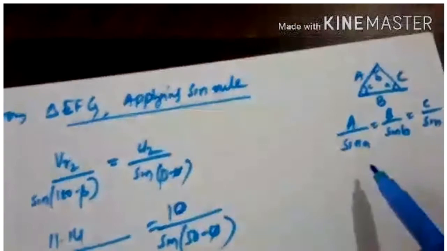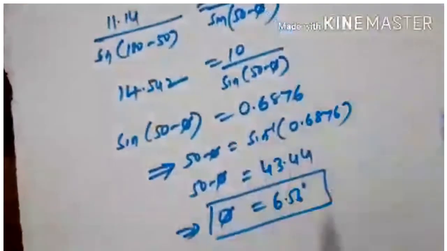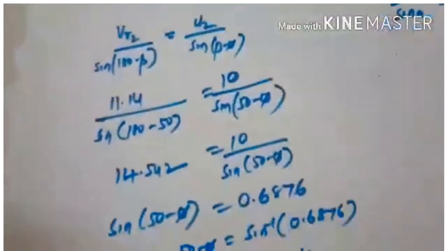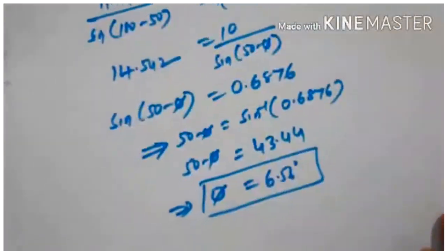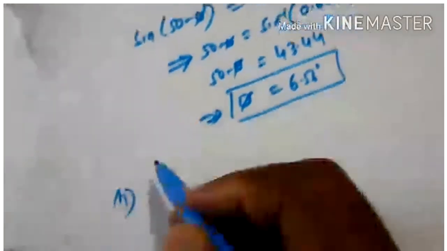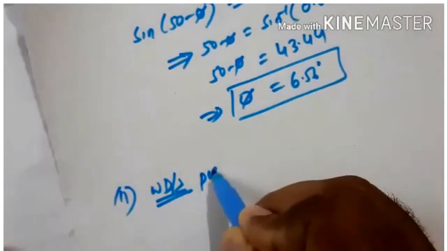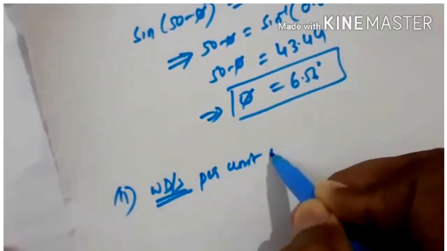So here we have applied the sine rule since we know the two sides and also the inner angles. You know how to apply the sine rule, you have learnt it in mechanics. Then the second part is, you have to calculate work done per second, but per unit weight.